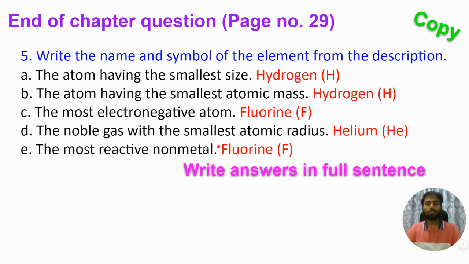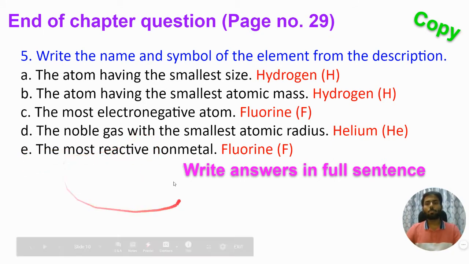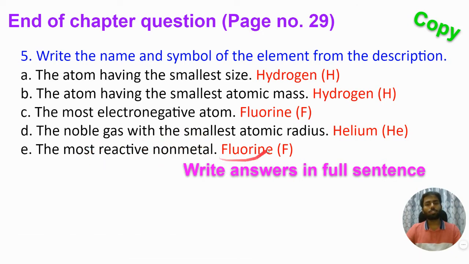Then most reactive non-metal. Why is the answer fluorine again? Electronegative means the ability and tendency to gain electrons, right? So the more easily it can take electrons, the more easily it can form bonds. And whatever can form bonds that easily will react easily. Okay, it will react with other elements very easily. So the most reactive non-metal is also fluorine.